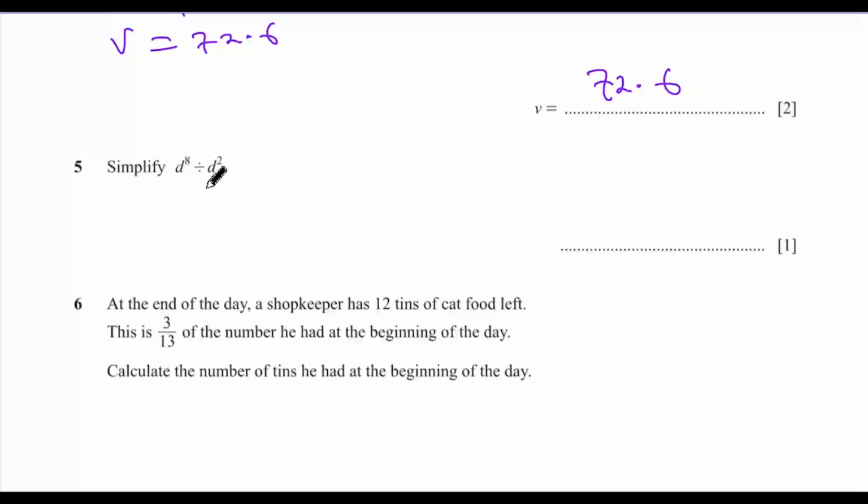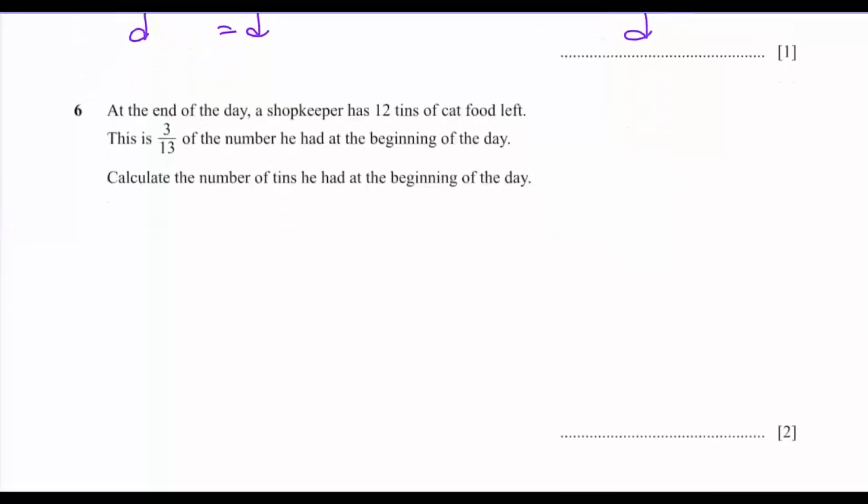So the next question is question 5. So we have to simplify d to the power of 8 divided by d to the power of 2. So you apply division law of indices. The base is d. So you select one of the bases, then you subtract the power. 8 subtract 2. So that will be d to the power of 6. So we have d to the power of 6 here.